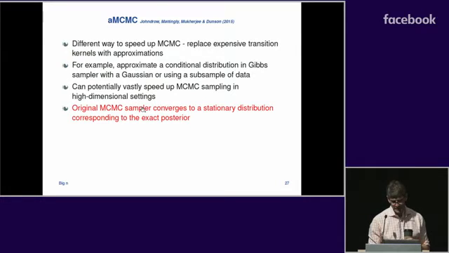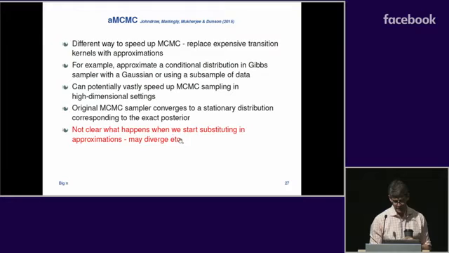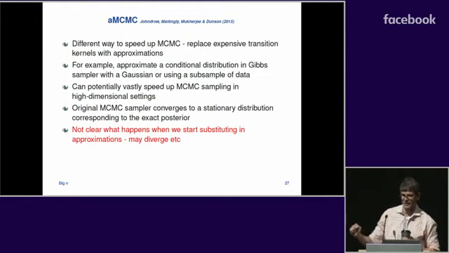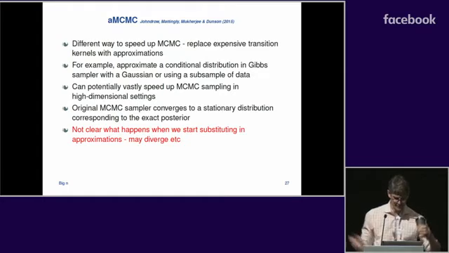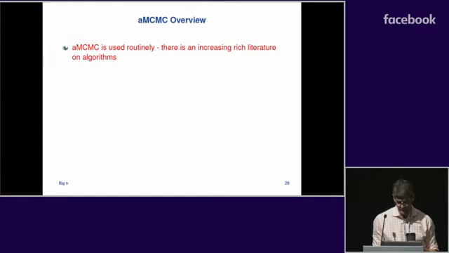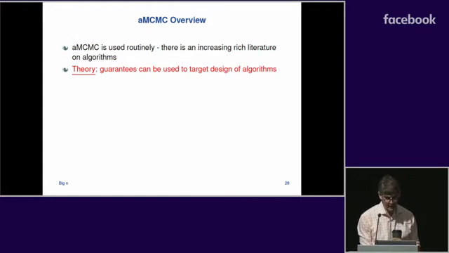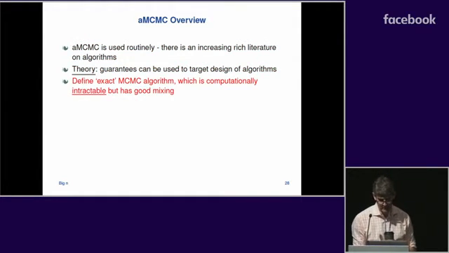The original MCMC sampler converges to the exact posterior distribution, but it's not necessarily clear what happens when we take that one and perturb it. We have this transition kernel, and now we've used this approximation. Does the thing even converge then? What does it converge to, et cetera? But this method is used routinely anyway, and often there's rich empirical evidence that the methods do quite well in terms of uncertainty quantification. But we can develop some theory in this case.